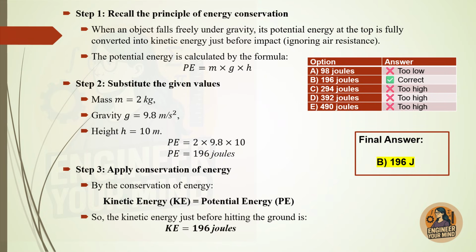Quick exam tip. When an object falls freely, its potential energy at the top gets converted into kinetic energy just before impact. Always remember the formula for potential energy: PE equals m times g times h. This helps in solving energy conversion problems quickly.